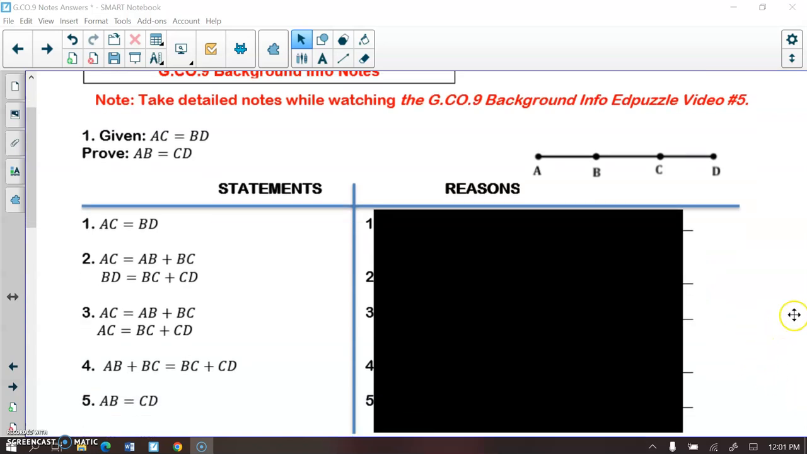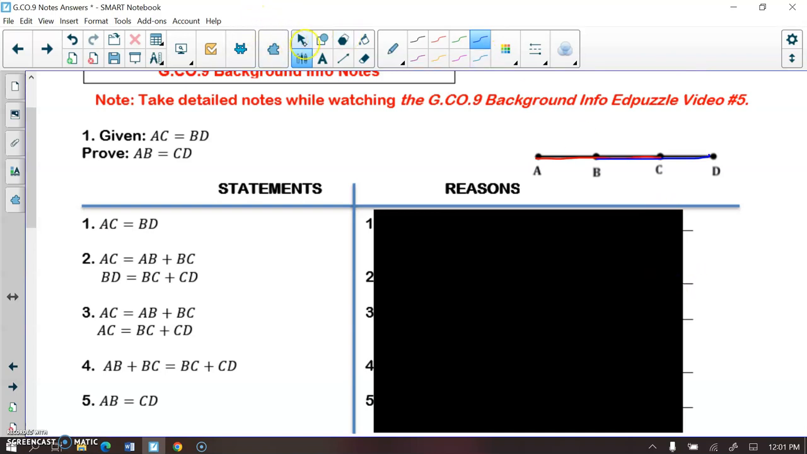Practicing more geometric proofs. This one's a guided proof, and then the rest we're going to write on our own. We are given that AC is equal to BD. So this is equal to this here. And we want to prove that AB and CD are equal, which makes sense because BC is the overlap between AC and BD. So BC is going to be congruent to itself, but we need to break this up into simple steps.